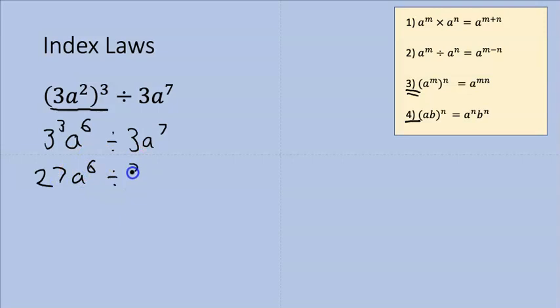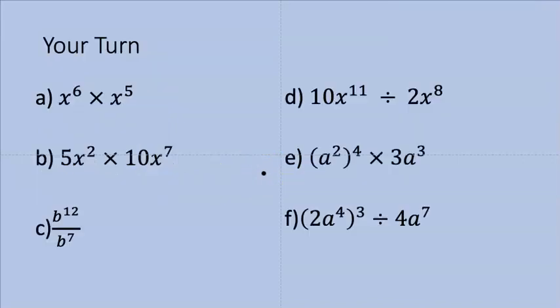So what I'm going to do first is also divide my numbers. 27 divided by 3 gives me 9. And then a to the 6 divided by a to the 7, I use law 2. 6 take away 7, that's minus 1. Now, pause the video, have a go at these ones yourselves, and then I'll go through how to do it.